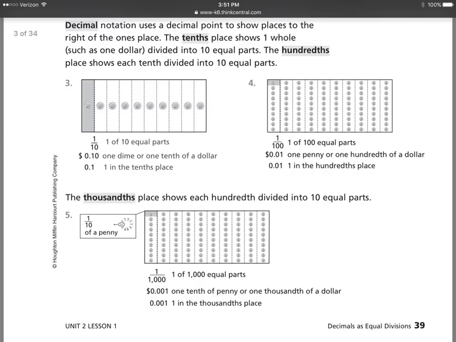Number 3's example, this looks more like a football field, but try to think of it like a pizza that's cut into 10 equal parts. So 1/10 of the pizza is shaded, and we represent that with a fraction, 1/10. That shows 1 out of 10 equal parts.